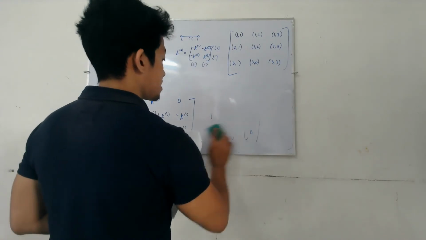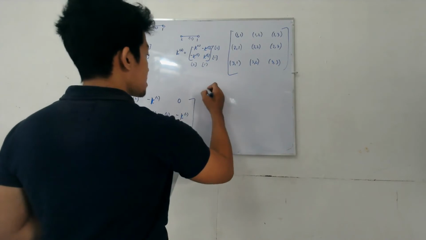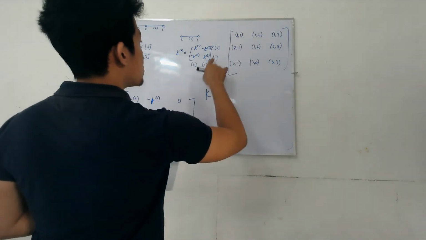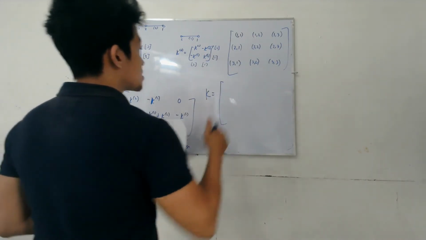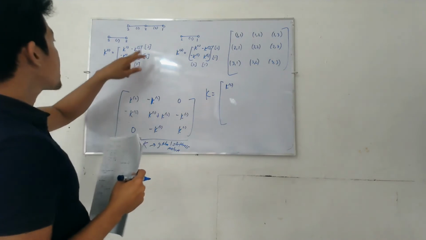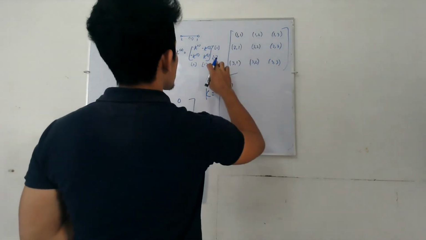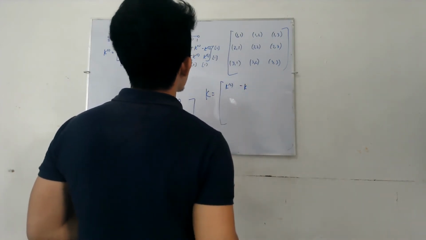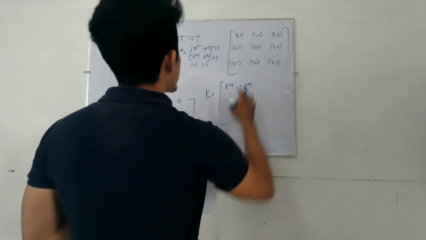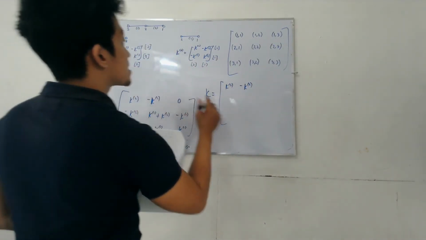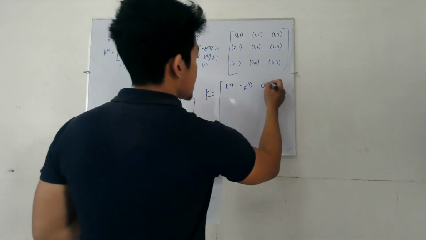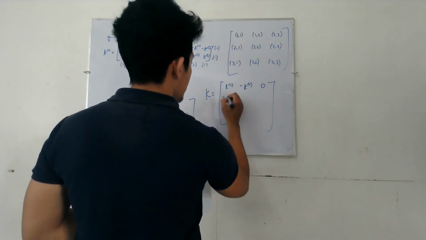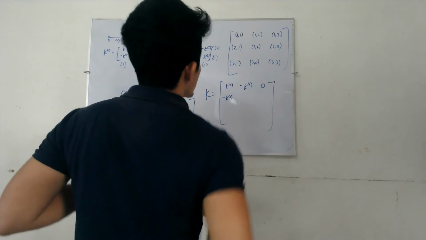Therefore, the global stiffness matrix: row 1, column 1. This 1, 1 is K of 2. If there is already a 1, 1 here, you add it. 1, 2 is negative K of 2. 1, 3: there is none, 0. Then 2, 1: negative K of 2. There is no other 2, 1 here.